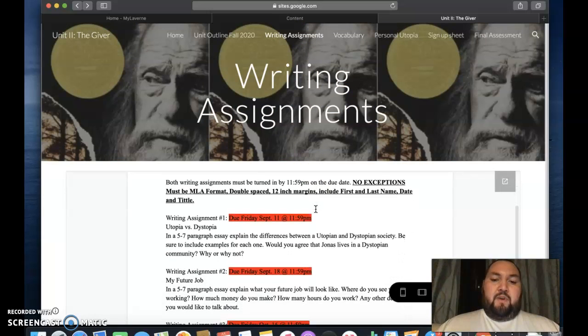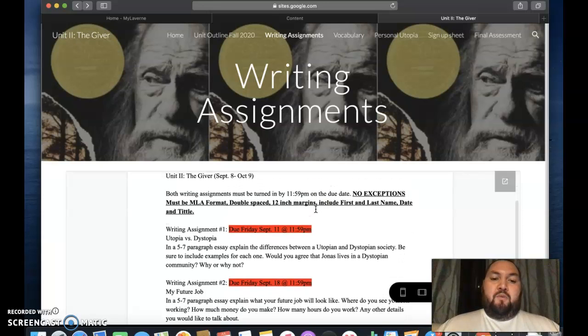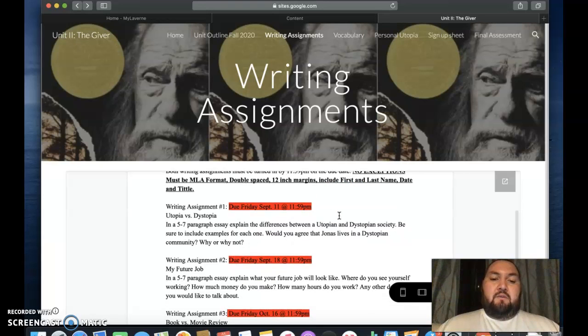You have a total of 3. Both your writing assignments must be turned in at 11:59 p.m. No exceptions. Must be in MLA format, double space, 12-inch margins. Include your first and last name, date, and title.